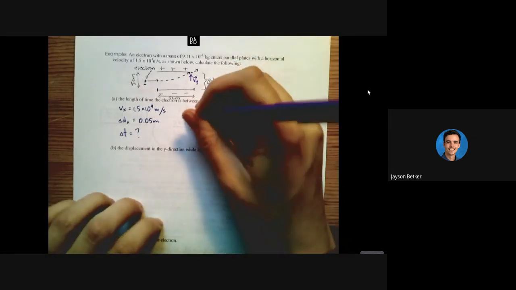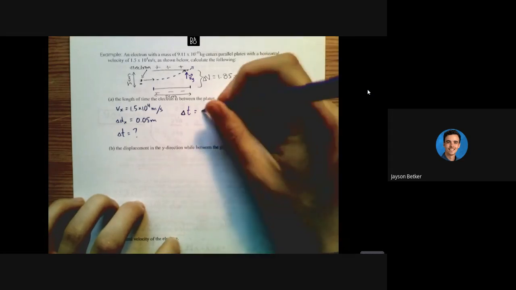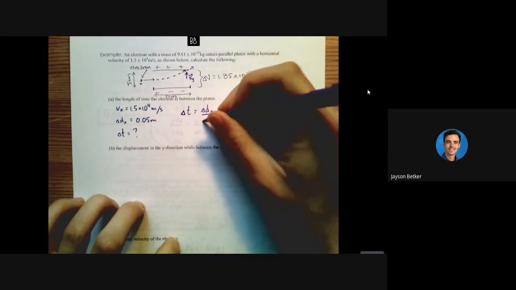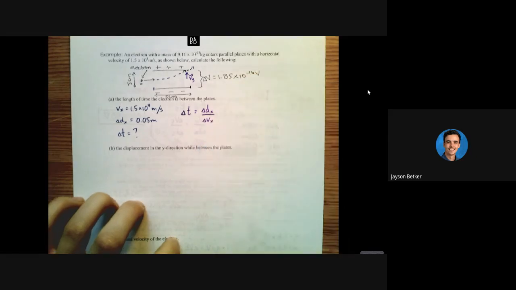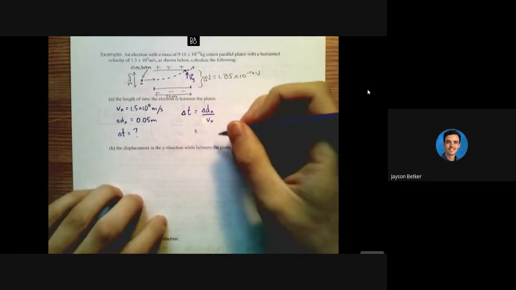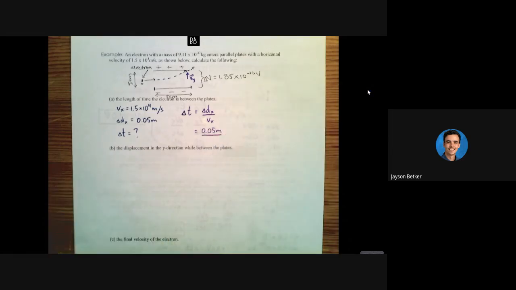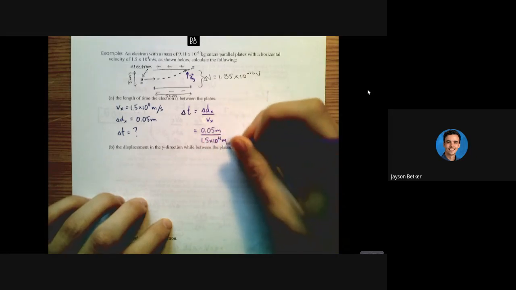So delta t is equal to delta dx over vx. That's just a rearrangement of v equals d over t, like the first formula we learned, right? So delta dx is 0.05 meters, and vx is 1.5 times 10 to the 4 meters per second.